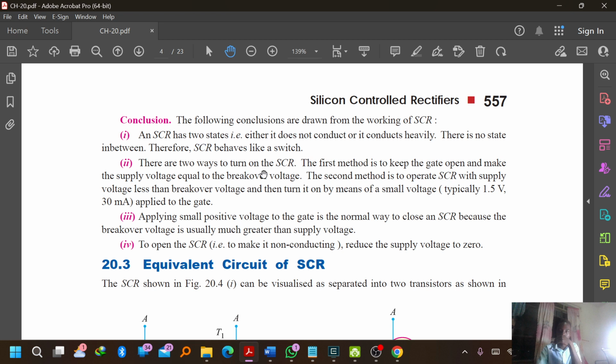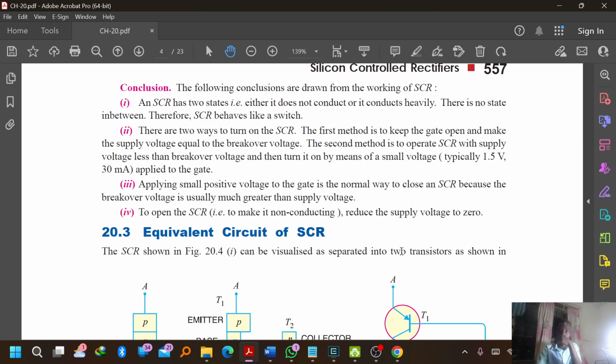And there are also two ways of turning it on. That is, the first method is to keep the gate open and make the supply voltage equal to the breakover voltage. I will explain that slowly in the next section. Or you can apply a small positive voltage to the gate, and that is what qualifies to be the normal way of switching an SCR on. Then also, to open the SCR, i.e. to make it non-conducting, we have to reduce the supply voltage to 0.